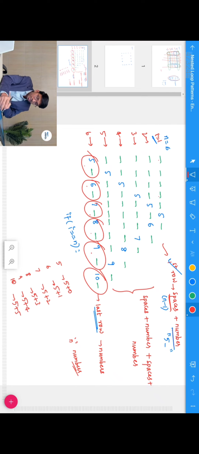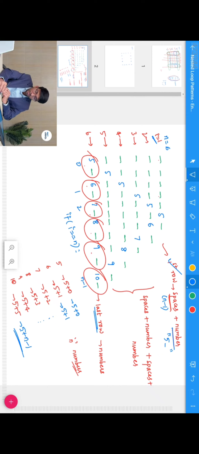Because we have n numbers, right? If I give indexing as 0, this is 1, this is 2, the last number will be n minus 1. So that means this is 5 plus 0, 5 plus 1, and so on. The last number will be 5 plus n minus 1. 5 plus 6 minus 1 is nothing but 5 plus 5, 10.